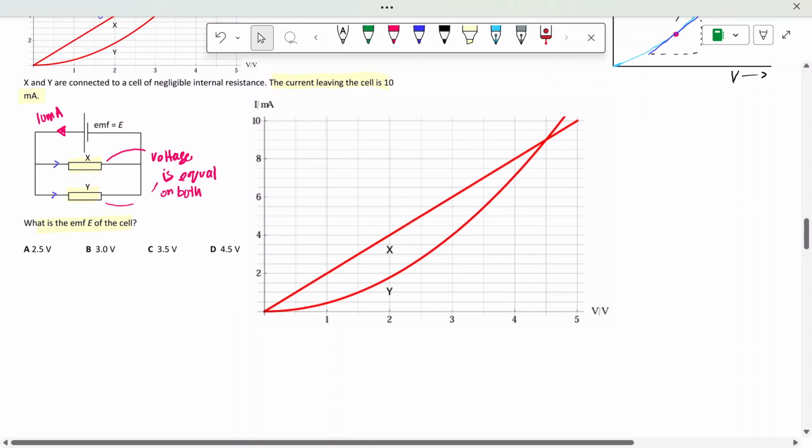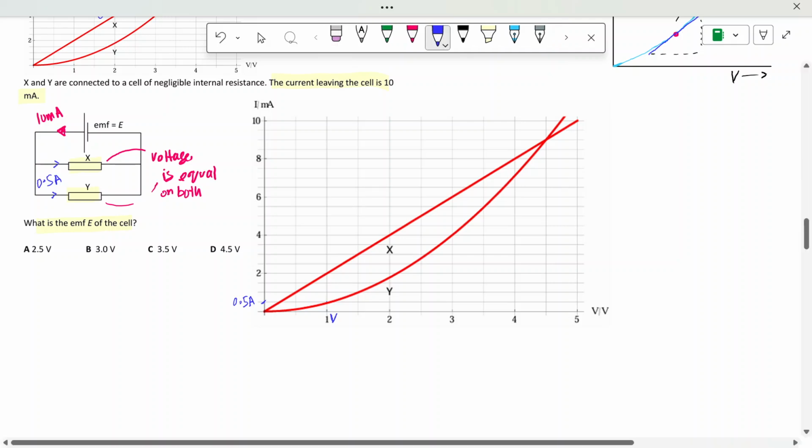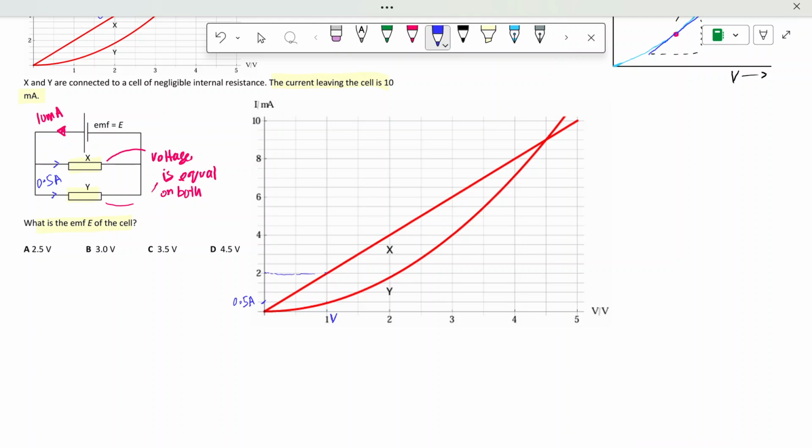Now we have to see what currents are flowing. We can start from 1 volt, using the test and trial method. Let's say the voltage on both of them is 1 volt. Then the current in Y will be 0.5 ampere, and in X it is 2 ampere. If we add 2 and 0.5, it is not 10 milliampere. So we can cross out the 1 volt.